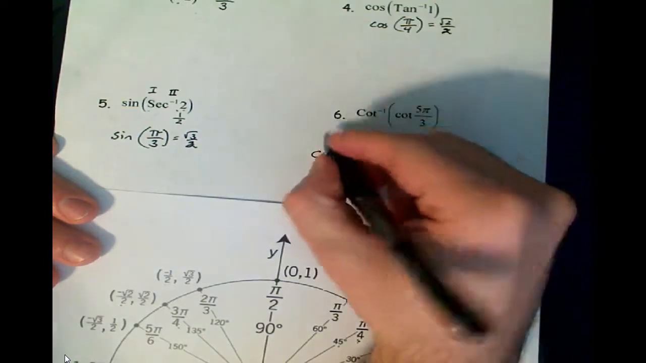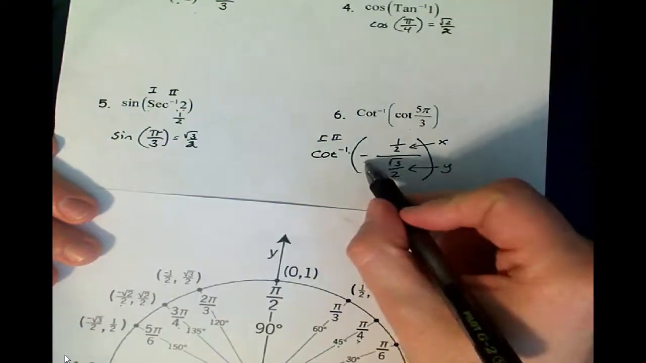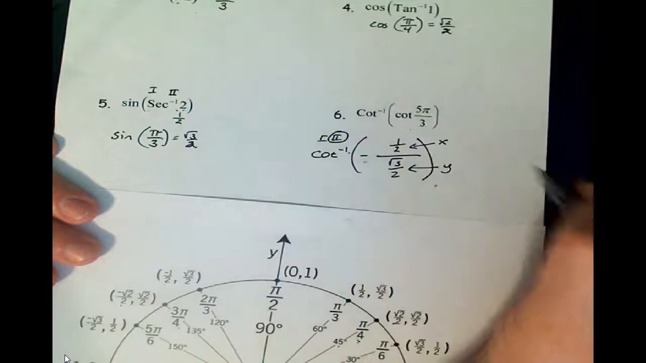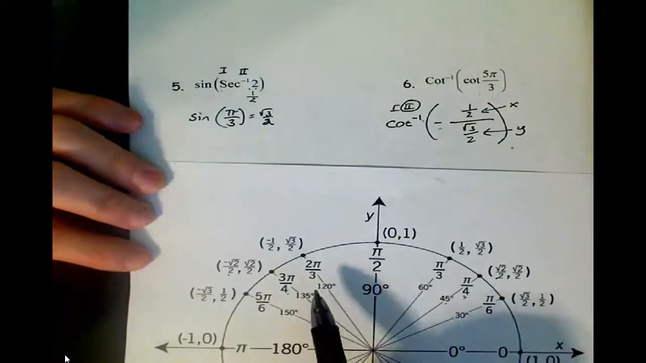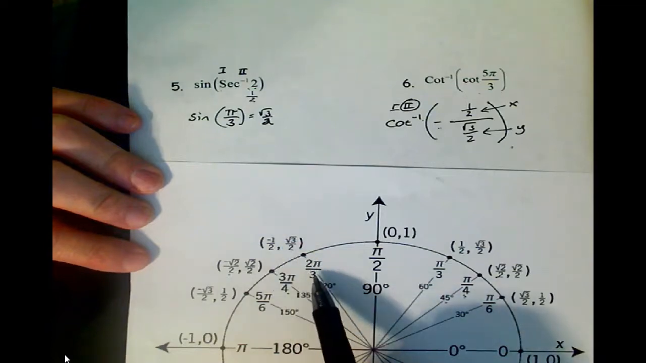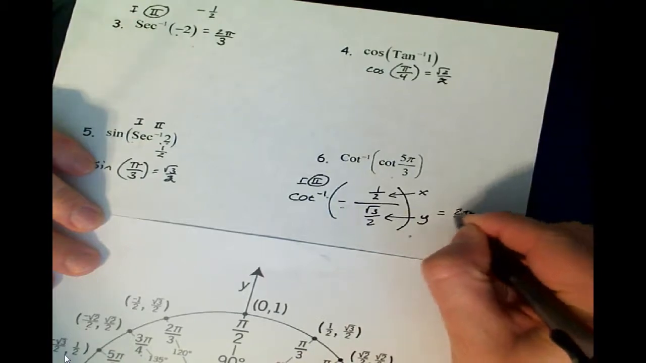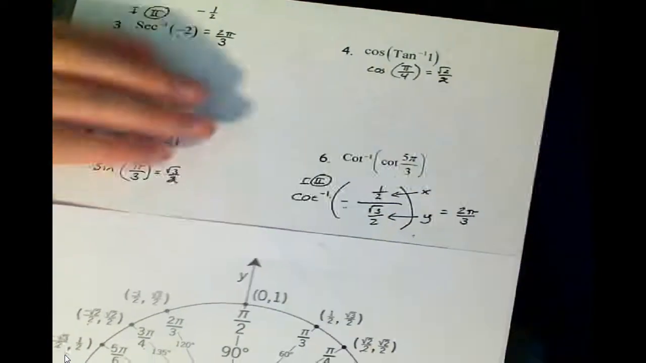Inverse of cotangent is in the first and second quadrants. This is a negative value, so I have to be in the second quadrant. So I come over here and I look for it. There's x, there's y, one of them is negative, and that's what we need, right? So my angle is 2pi/3. Just like that.